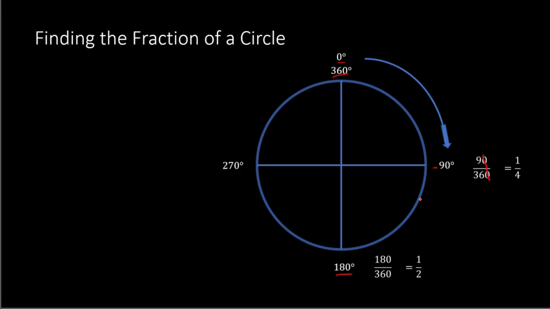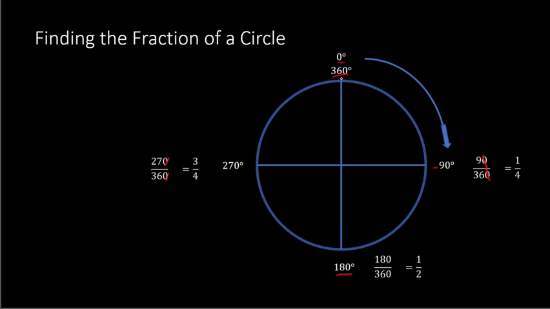And we could do this again for 270 degrees. We just take the angle measure of 270, then divide by 360. So 270 divided by 360, we can reduce, divide top and bottom by 10. That gives you 27 over 36. And then we can divide top and bottom by 9 to get 3 on the top and 4 on the bottom. So 270 degrees is 3/4 of the way around the entire circle.